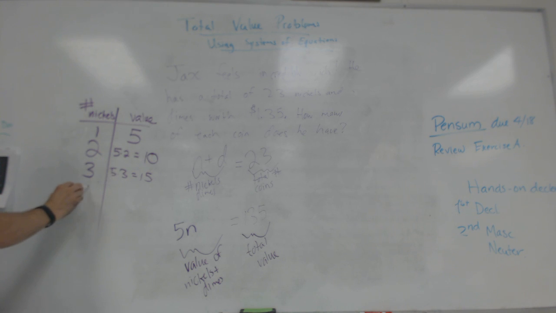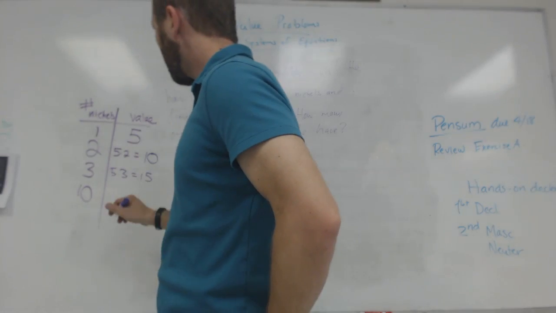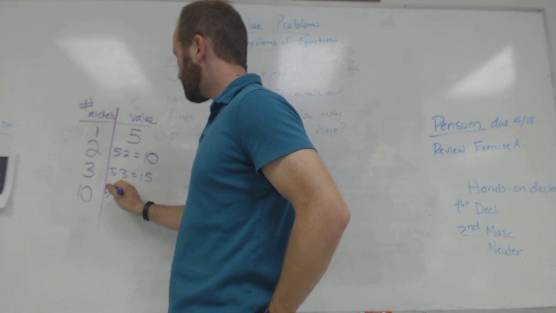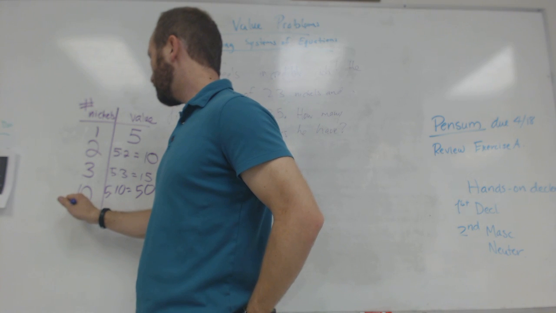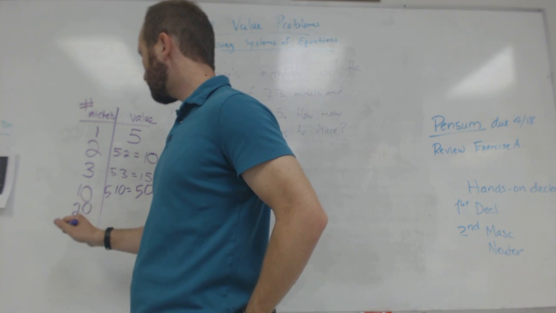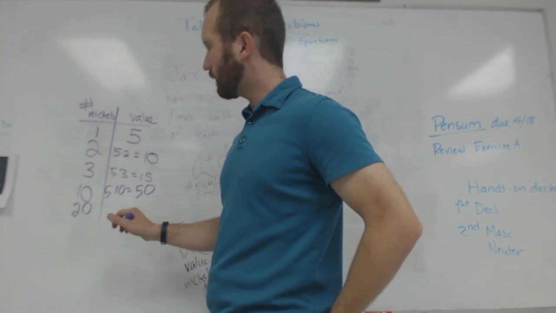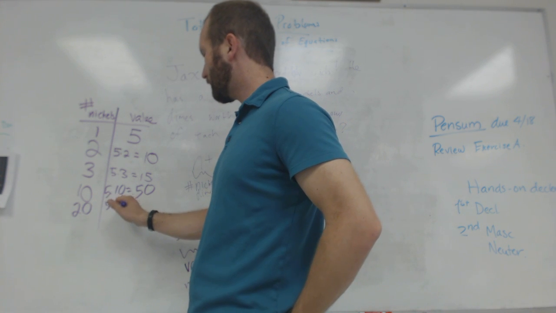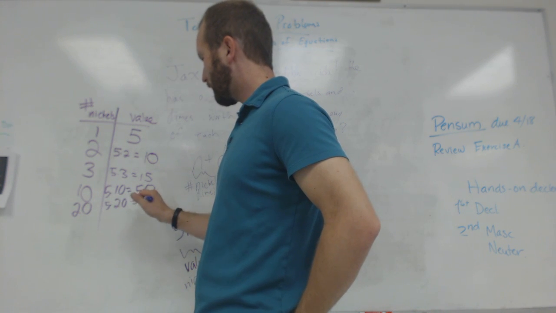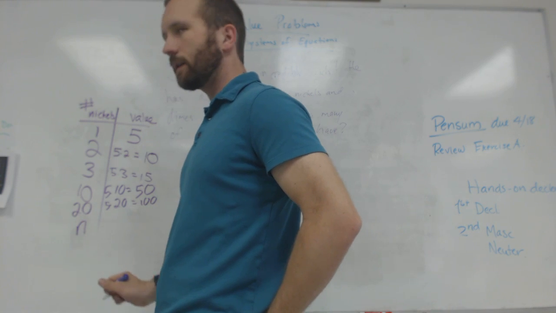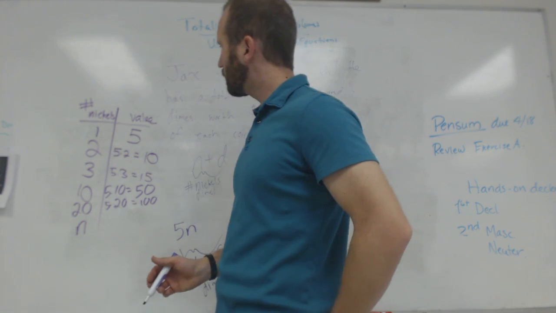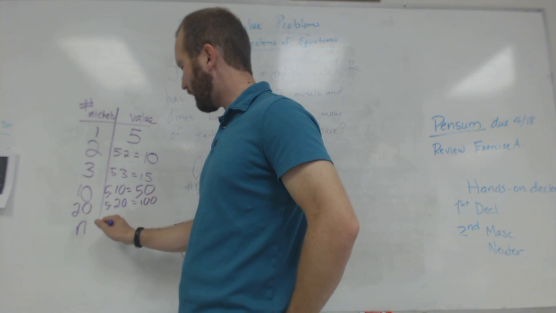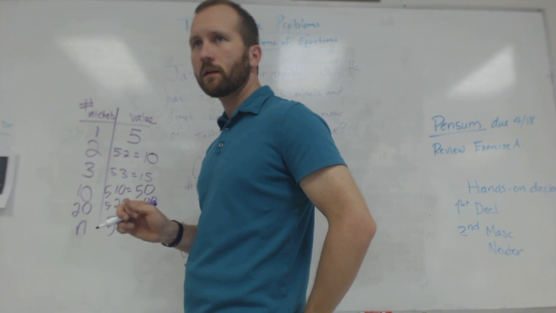What if I have 10 nickels? I'm doing 5 times 10, 50. What if I have 20 nickels? Yeah, 5 times 20, 100. What if I have n nickels? Then you just do 5 times n. 5n.